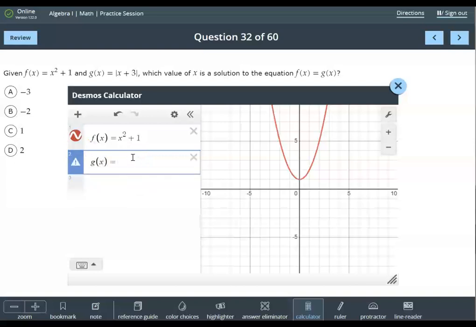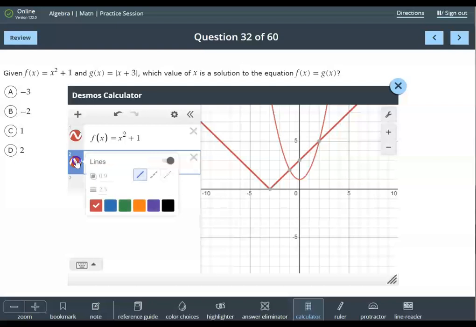You can use the keypad at the bottom to get absolute value signs, or there is a vertical bar above your enter key. If you type shift and then that key, you can use those to type your absolute value. I like to make these different colors, so I'm going to press and hold the second one and change it into, let's make this one purple. So now I can see f of x is my parabola and g of x is my absolute value function.